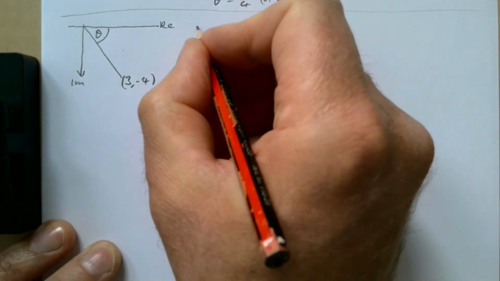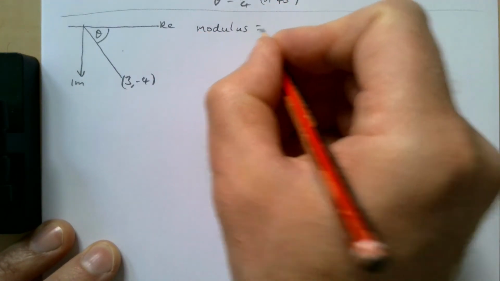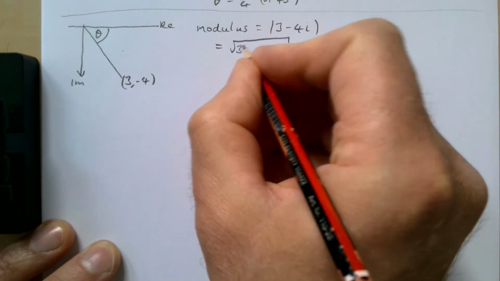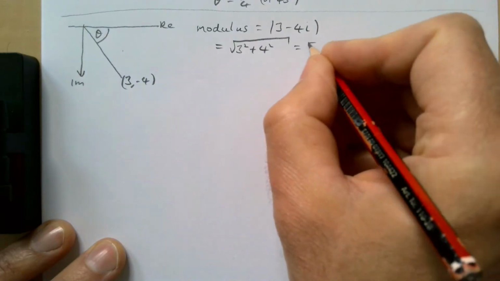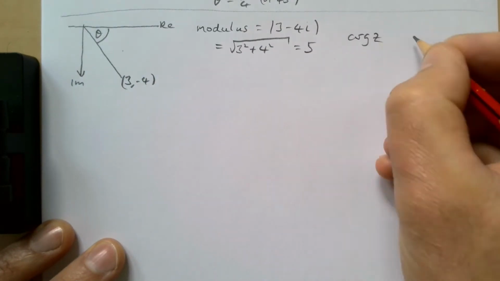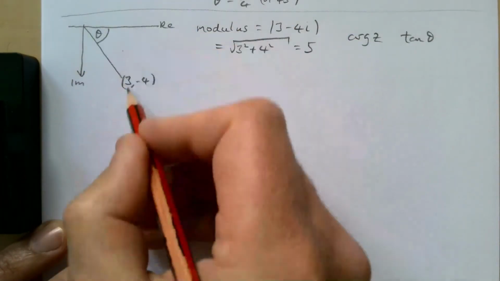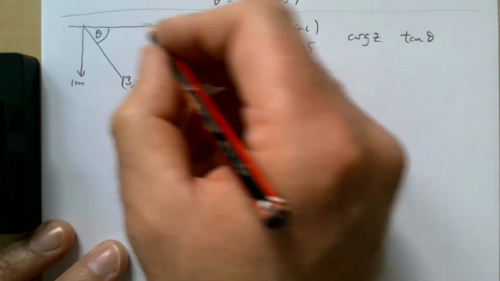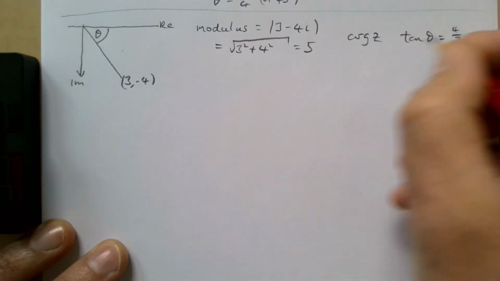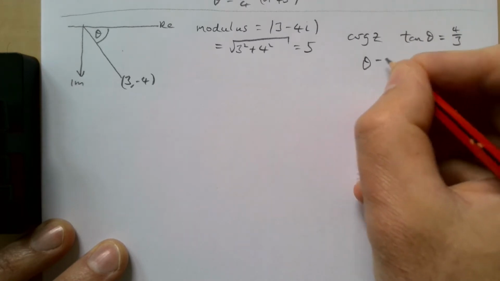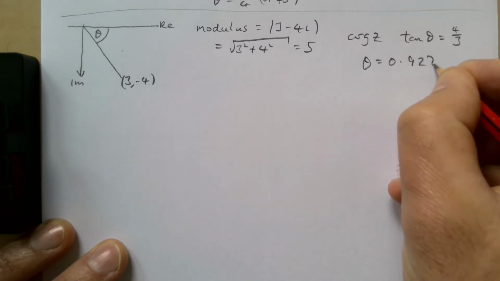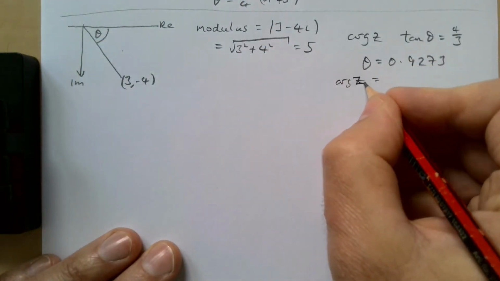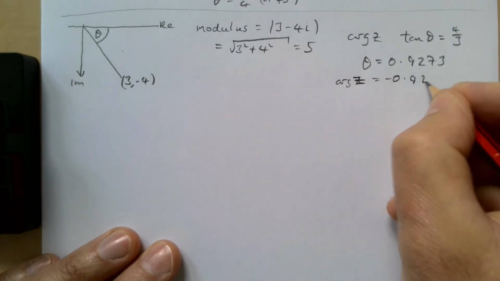The modulus of 3 minus 4i is going to be the square root of 3 squared plus 4 squared, and that gives us 5. For the argument of z, tan theta, we're looking for this angle here, across 3 and down 4. Of course it's opposite over adjacent, so that's 4 over 3, and we get theta in radians as 0.9273. So the argument of z in this particular case, measuring down this way, is going to be minus 0.9273.